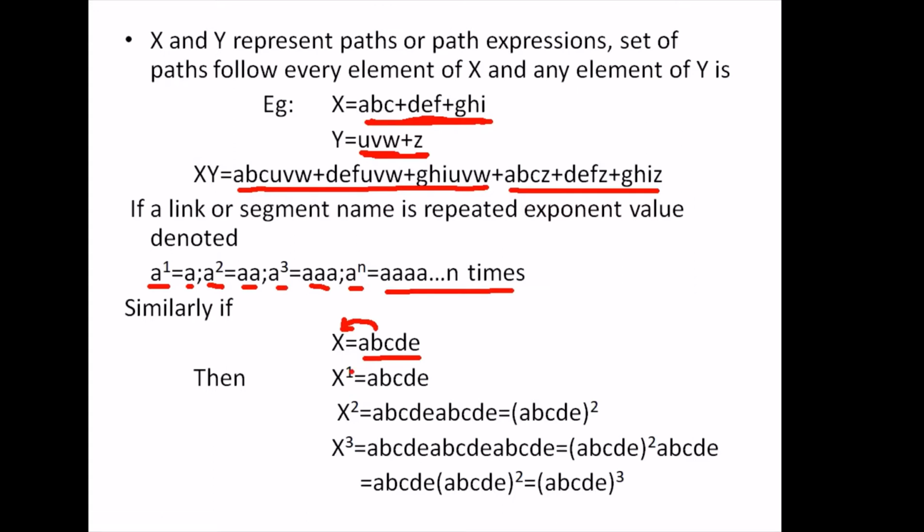Here X to the power of 1 is the same path. X squared, we are multiplying a particular path and we get ABCD to the power of 2. X cubed is the same, but 3 we are producting, and previously by observing X squared we can get X squared times another path. So ABCD whole to the power of 2 times ABCDE, and again we simplify this and get ABCD whole to the power of 3.